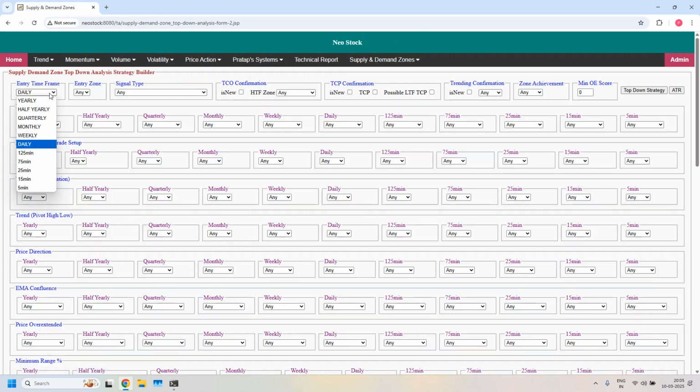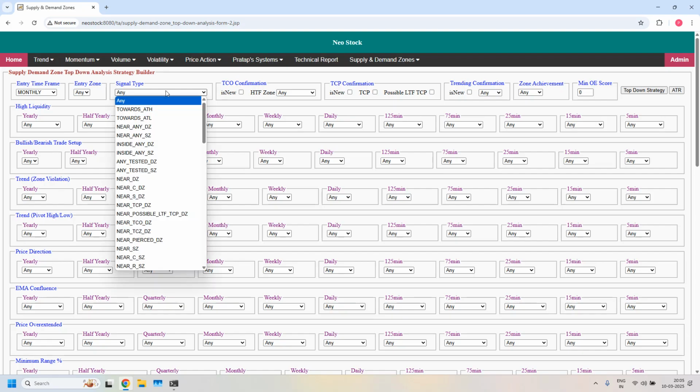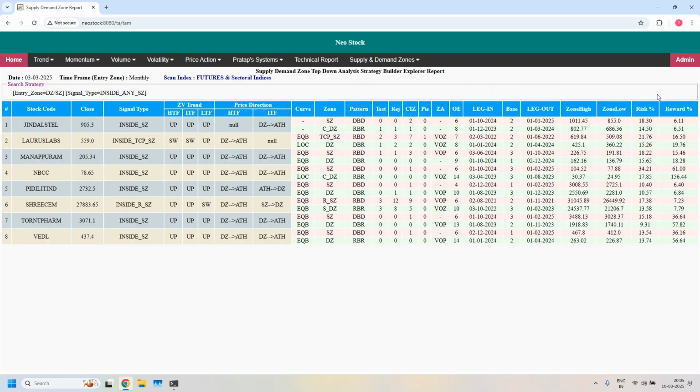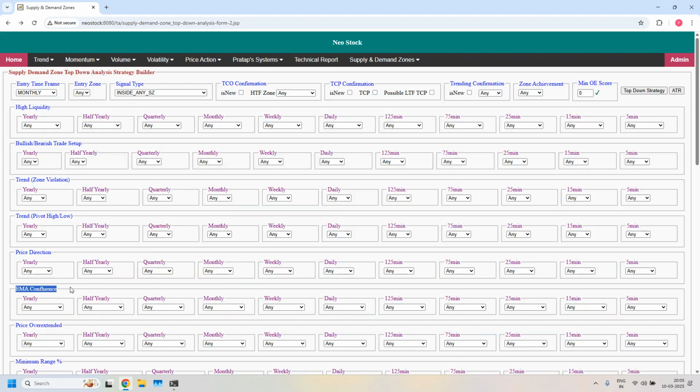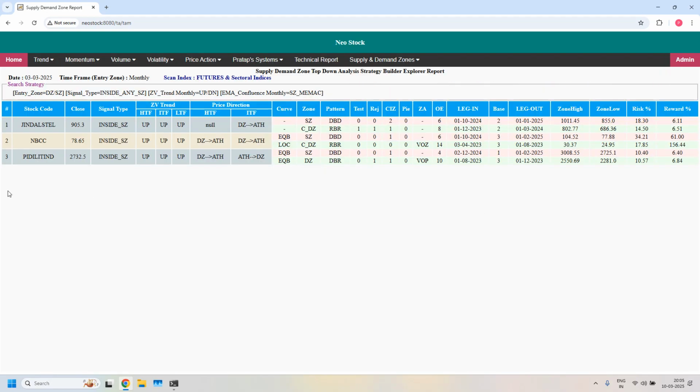Okay, next monthly time frame. Price closed inside monthly supply zone, we got 8 stocks. Monthly supply zones with EMA Confluence, and trend on monthly up or down. We got 3 stocks, monthly supply zones with monthly EMA Confluence. Okay, this is about a monthly time frame.